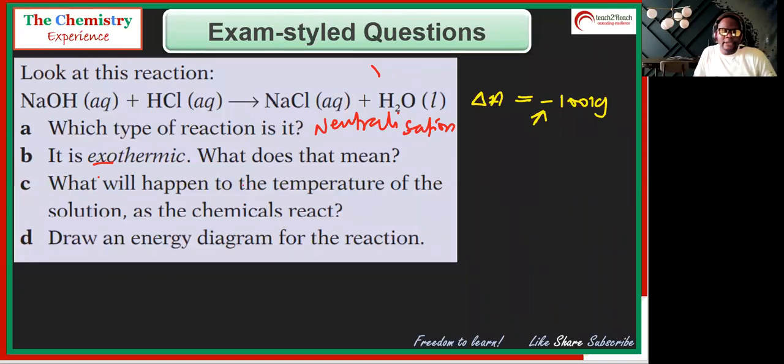Okay, so they say the reaction is exothermic. What does it mean when the reaction is exothermic? Heat energy is absorbed? So an exothermic reaction releases heat. Yes, heat energy is released. Heat is released, okay?